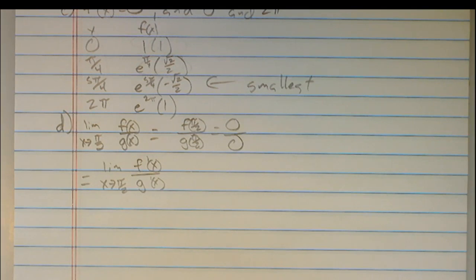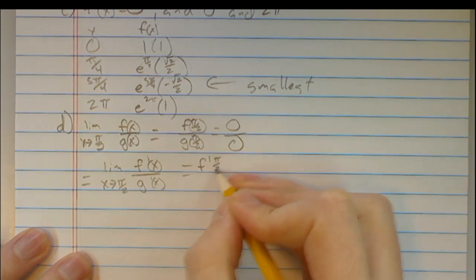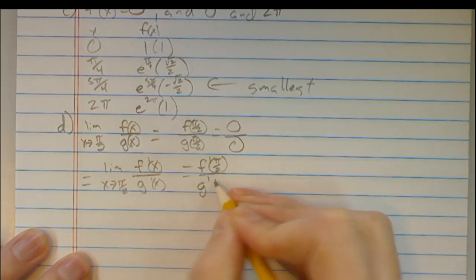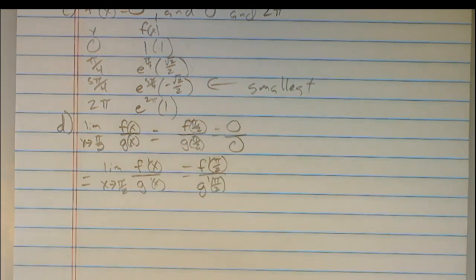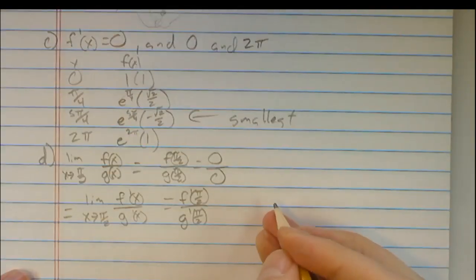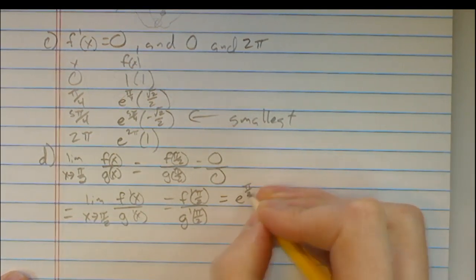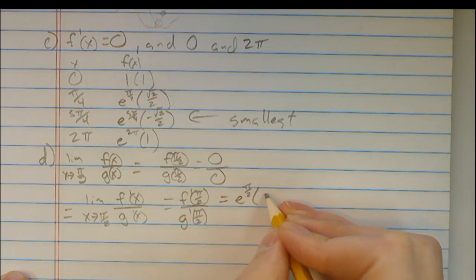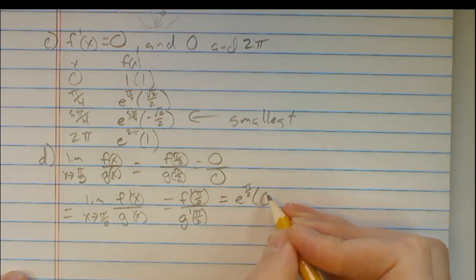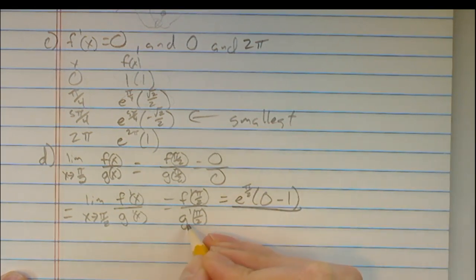So now we have to find these values, f prime of pi over 2 and g prime of pi over 2. F prime of pi over 2, we're going to look at our derivative up above. It was e to the x times cosine of x minus sine of x. So this will be e to the pi over 2. Cosine of pi over 2 was 0. Sine of pi over 2 was 1. Over g prime of pi over 2.